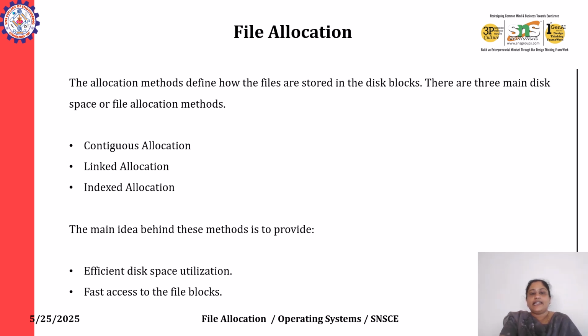We saw previously that there are three different file allocation methods available: contiguous, linked, and indexed allocation. In the previous two lectures, we saw contiguous allocation as well as linked allocation of blocks. Hope you're clear with that. In this lecture, we are going to see the indexed allocation of the file system. The main idea of file allocation is efficient space utilization of the secondary storage devices as well as faster access to the file blocks.